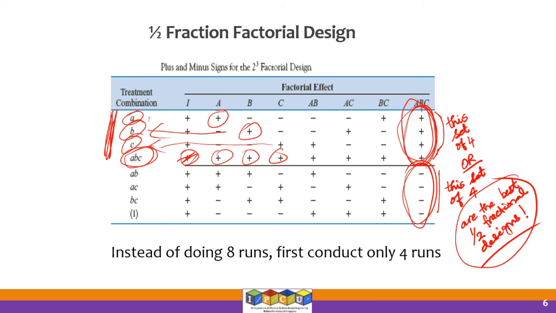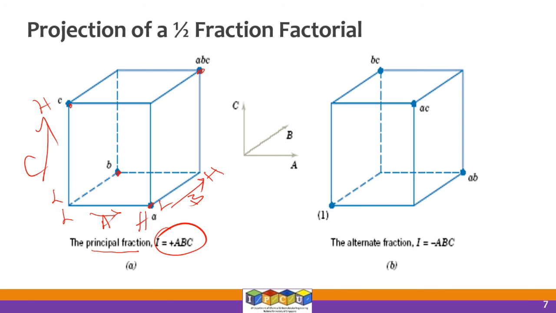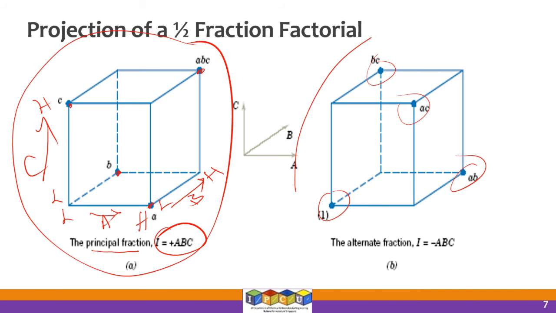Those correspond to the 4 experiments that you see at the bottom of this table. So AB, AC, BC, and (1). So those are the 4 experiments that are shown in these 4 corners. So you can do either this or you can do this. All right. So this is called the principal fraction because ABC is equal to +1. This is called the alternate fraction because ABC is equal to -1. All right. So this is in a diagrammatic form how we can illustrate or represent the fractional factorial.